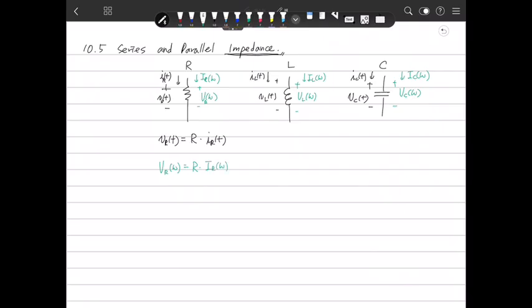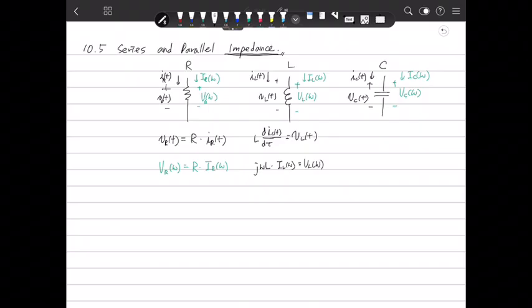In the case of the inductor, the voltage and current relationship is L d/dt of I_L(t) is V_L(t). Then it can be represented in the phasor. It's very simple: j omega L I_L(omega) is V_L(omega).